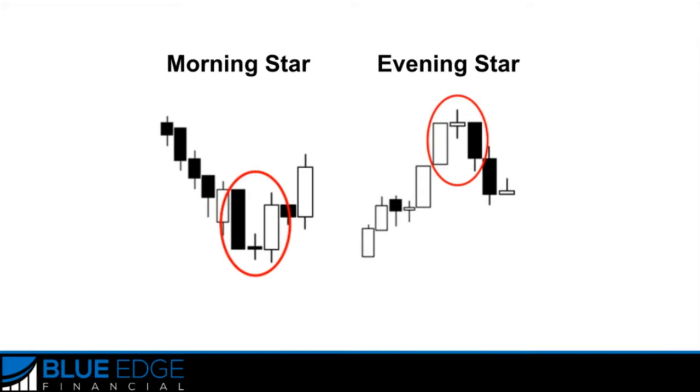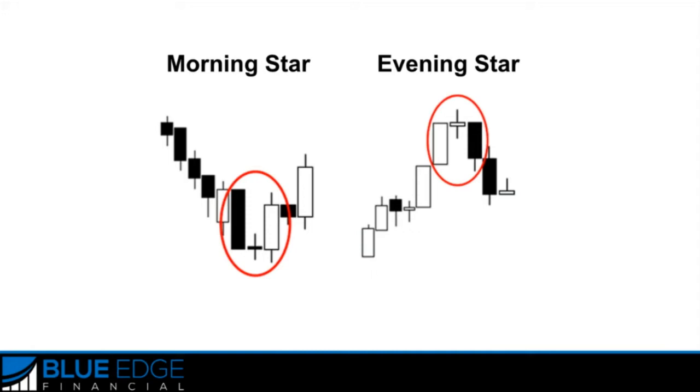So in this image of evening star, you can see we have the first candle moving with the trend going up, the second candle closing with a small body, indicating that there's some indecision in the market, and the third candle reversing and now coming down, and it closes past the midpoint of that first candle.